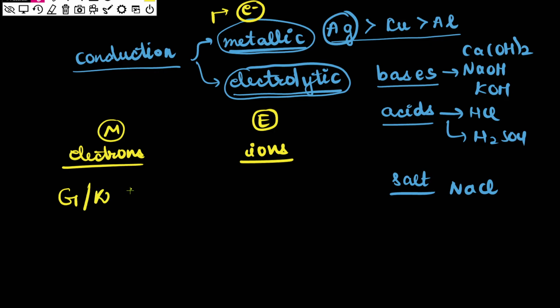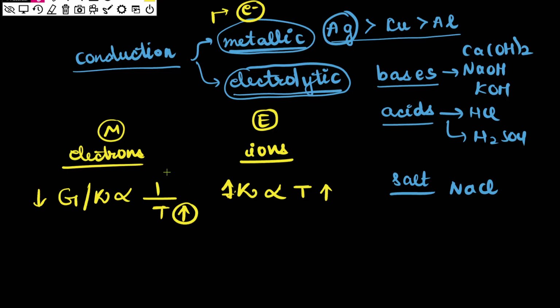Then always remember that the conductance, suppose you are talking about G, or the conductivity, is inversely proportional to temperature for metals, but for electrolytes the conductivity or the conductance is directly proportional to temperature. It means that in the metals, when we increase the temperature, the conductance or conductivity will decrease. But in the electrolytes, when we increase the temperature, the conductance or the conductivity will also increase.